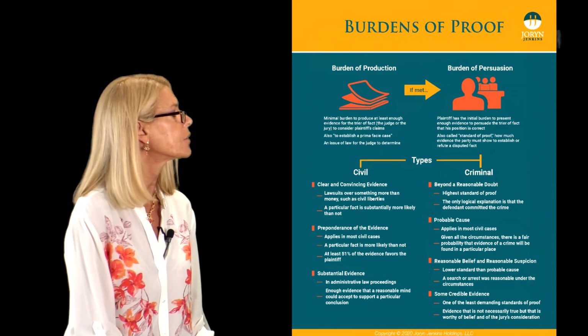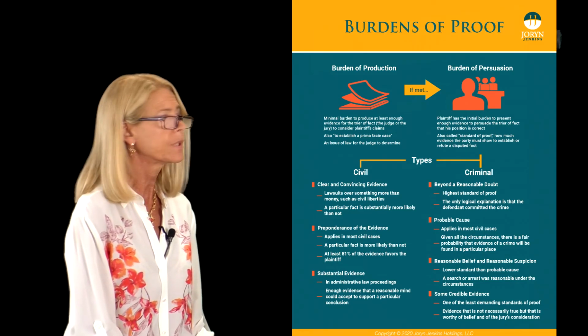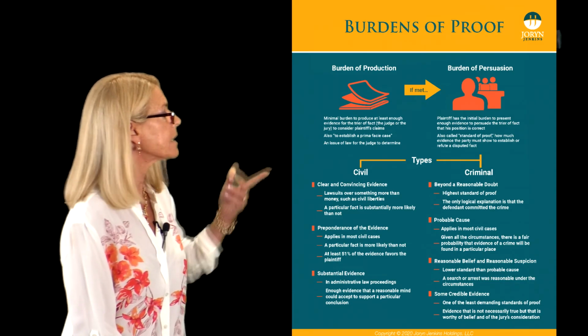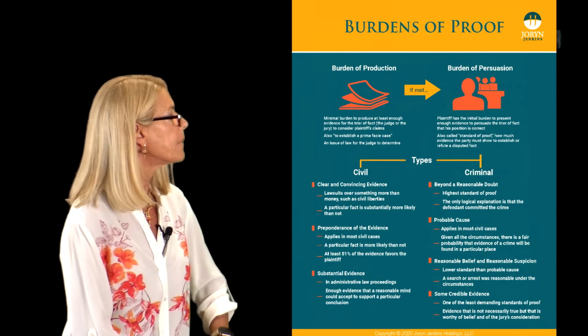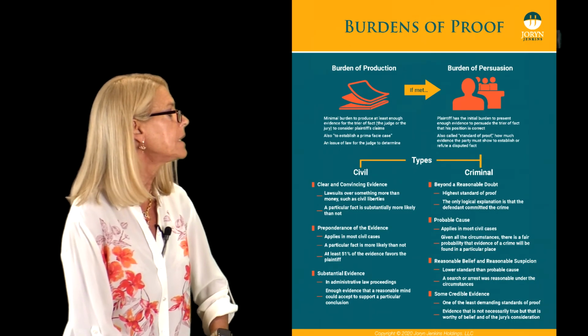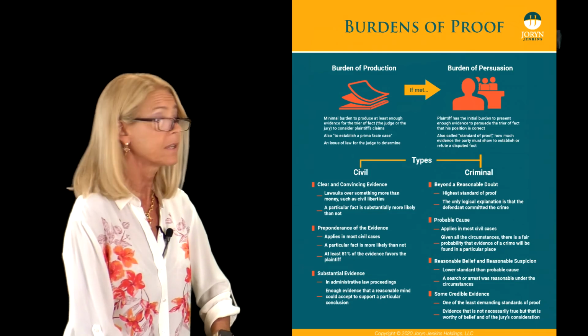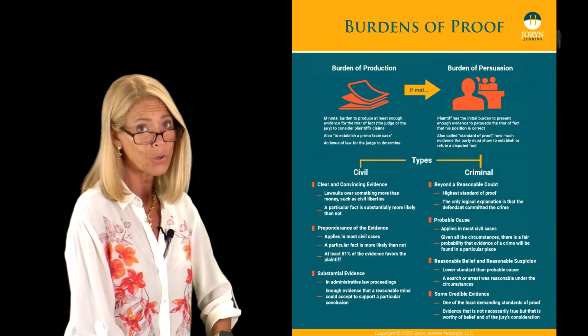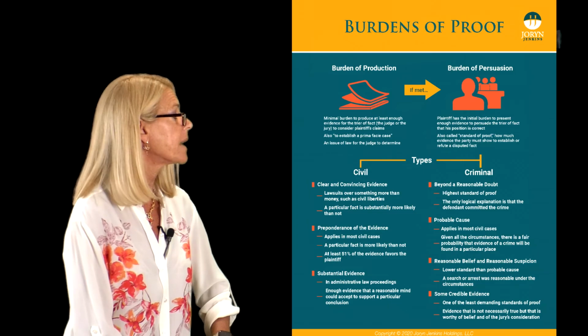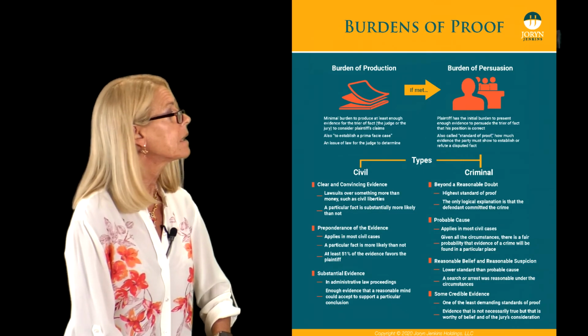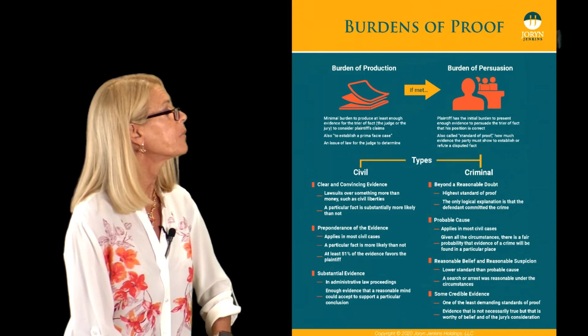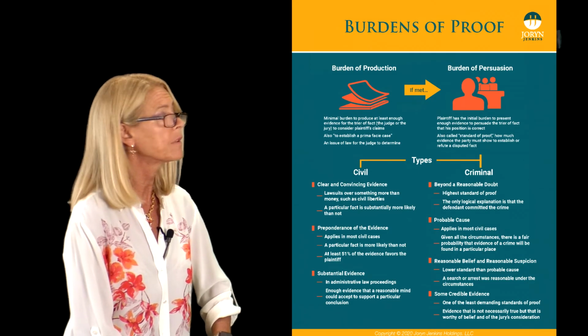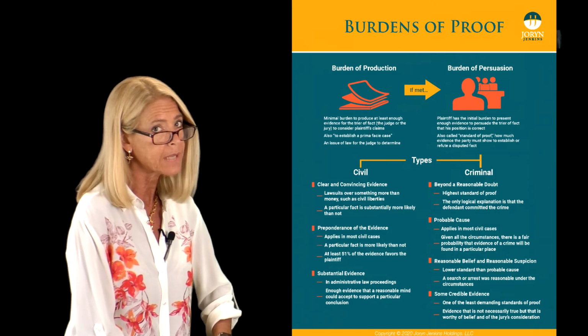The burden of production is basically to establish a prima facie case, and I explain it up here at the top. It's a minimal burden to produce at least enough evidence for the trier of fact, which can be the judge or it might be your jury, to consider the plaintiff's claims. If you meet the burden of production, then comes the burden of persuasion. So two different types of burdens.